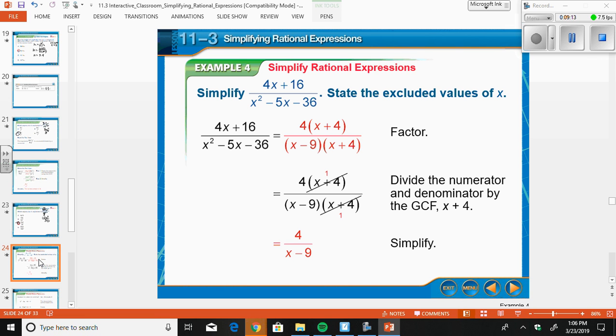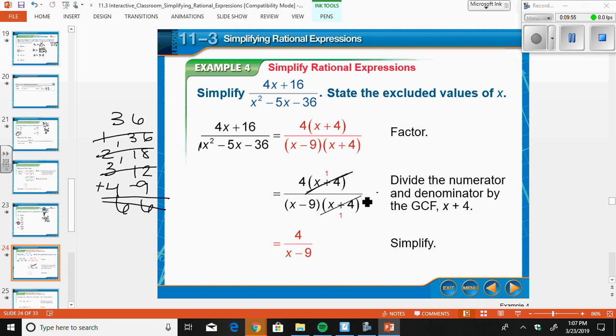Simplify here. So here's the fun stuff. This is where we get to factor stuff down. We take out what we have in common. So on this top one, we have a 4 in common, which leaves us with 4 times the quantity x plus 4. And if we use the window on x squared, we see that we have x minus 9 and x plus 4. So remember, you're taking those factors of 36, so 1 and 36, 2 and 18, 3 and 12, 4 and 9, 6 and 6. We need to make a -5. So there you go: x minus 9, x plus 4. We take out what we have in common, and you're left with 4 over x minus 9.